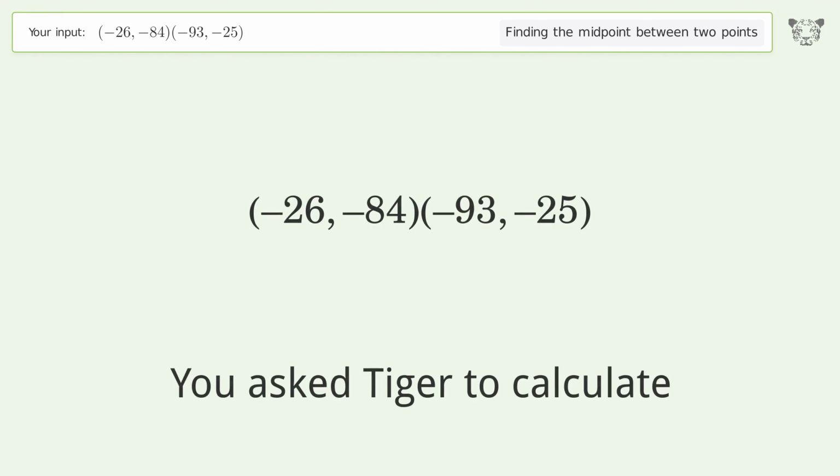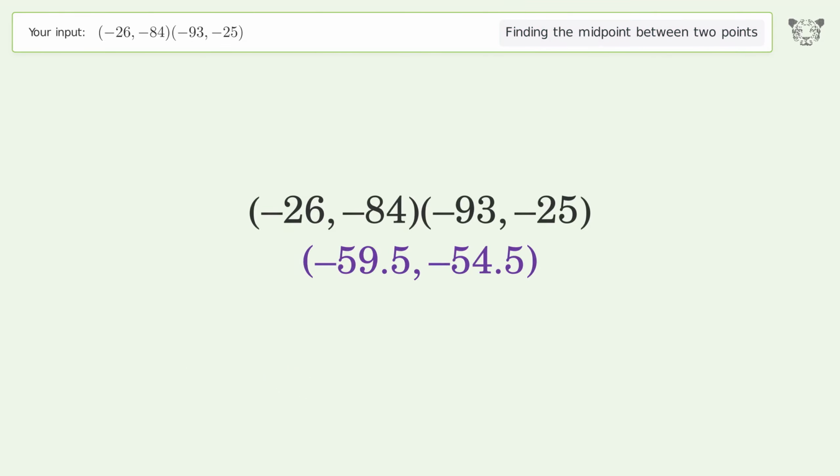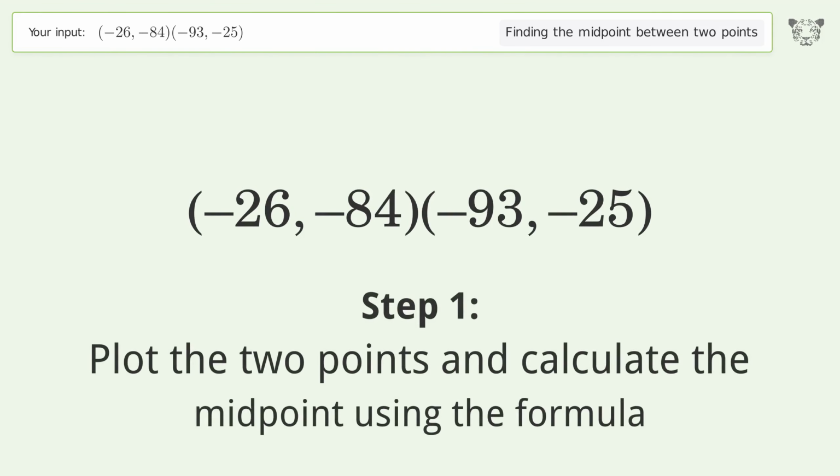You ask Tiger to calculate. This deals with finding the midpoint between 2 points. The midpoint between the 2 points is -59.5, -54.5. Let's solve it step by step. Plot the 2 points and calculate the midpoint using the formula.